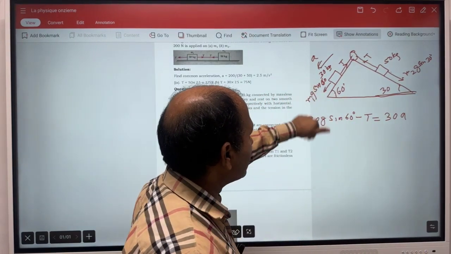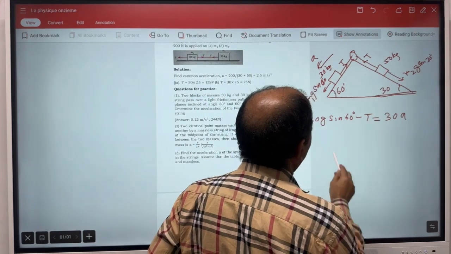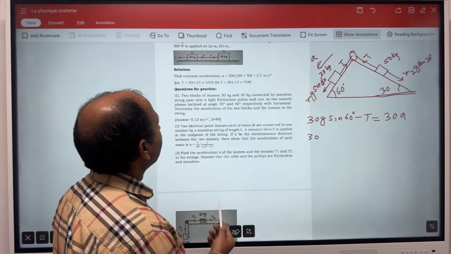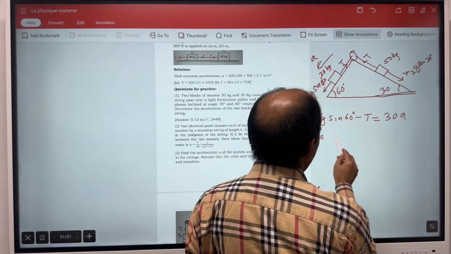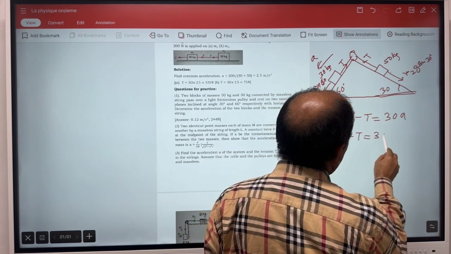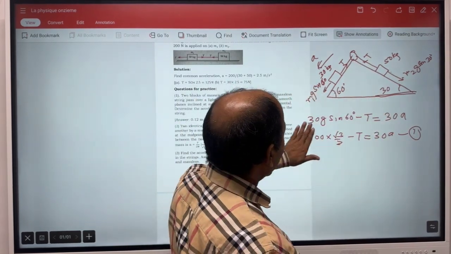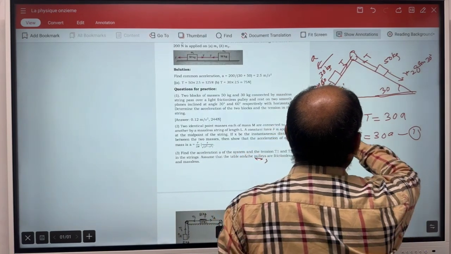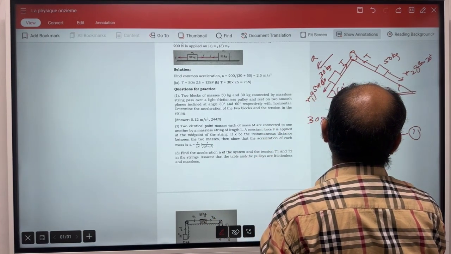I think you have understood. Net force in this direction, tension is opposing, so 30 g sine 60 degrees. So 30 times, if you take the value of g as 10, you can easily evaluate. So 300 into root 3 by 2 minus tension equals 30a. This is equation number 1. So you can write here 150 root 3.